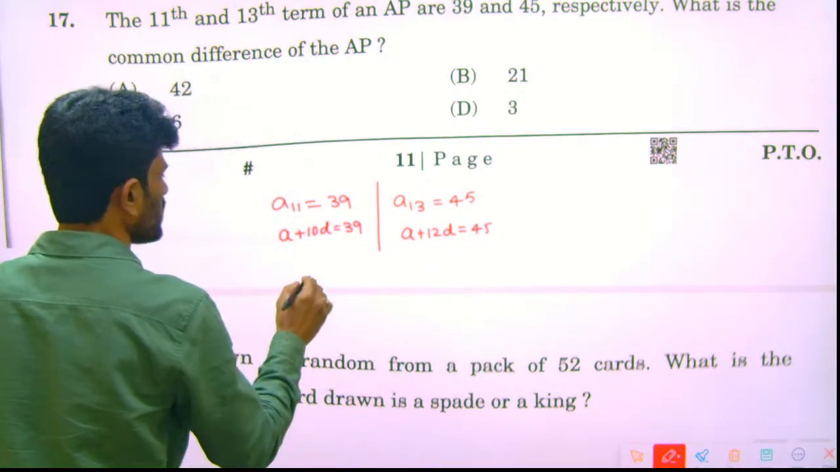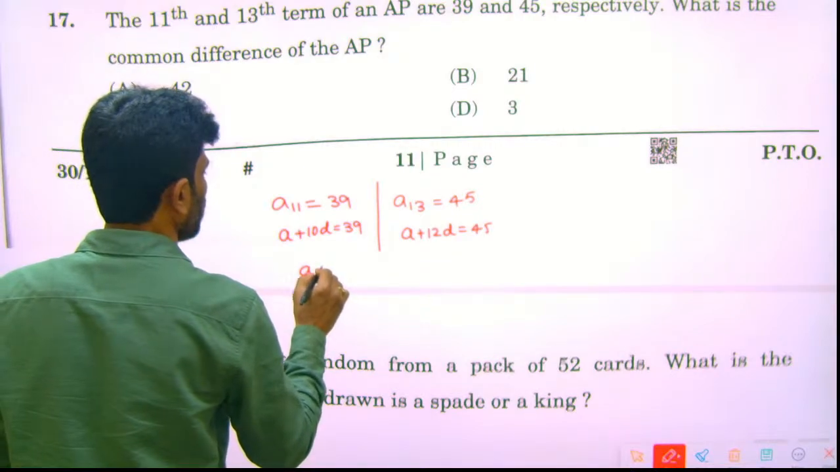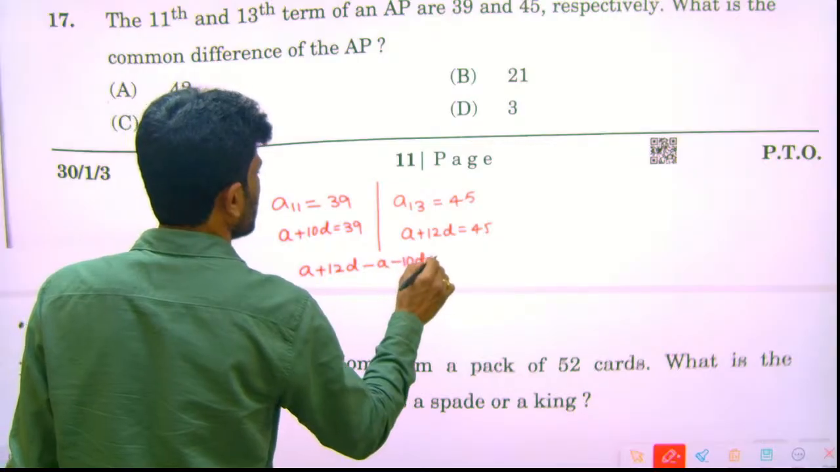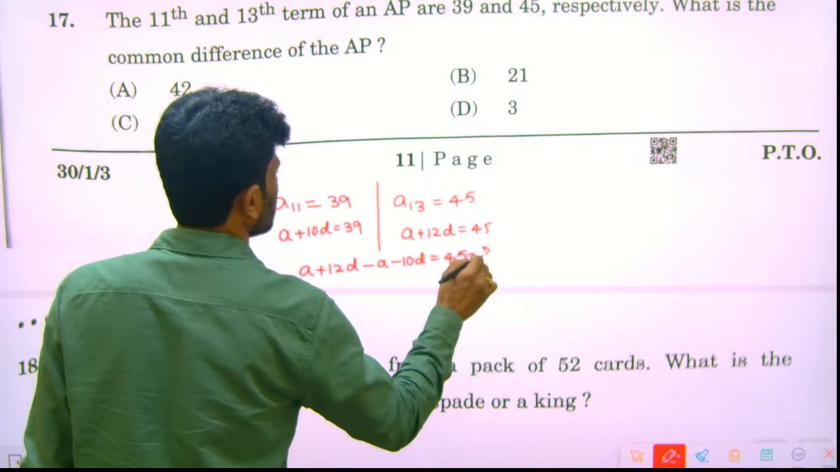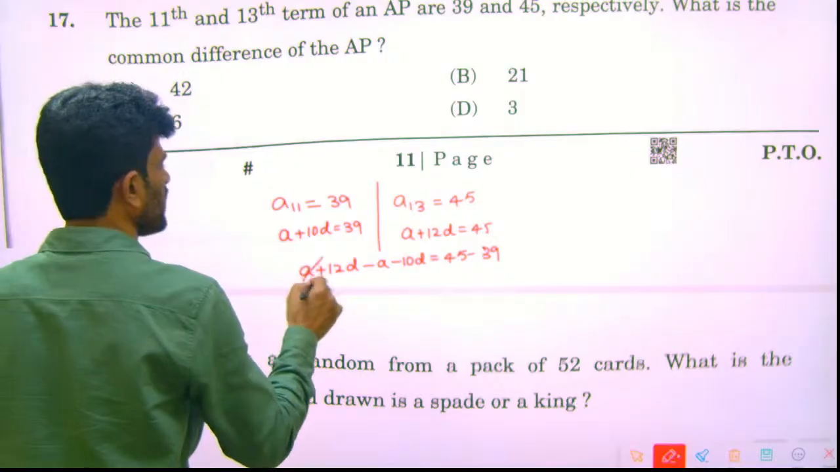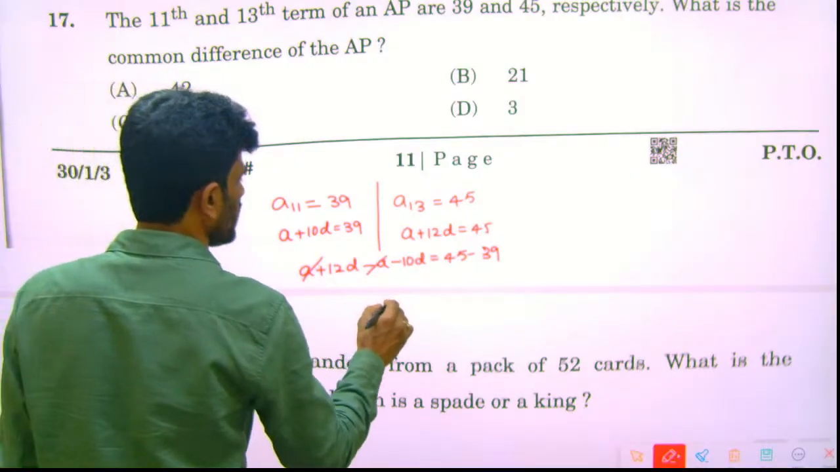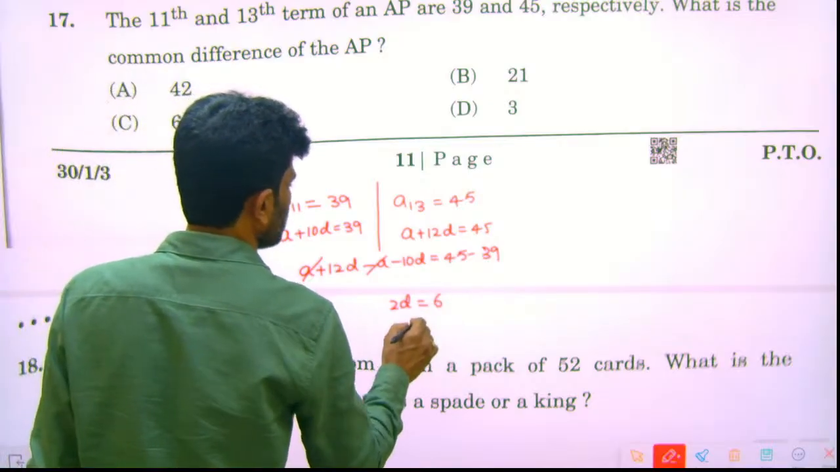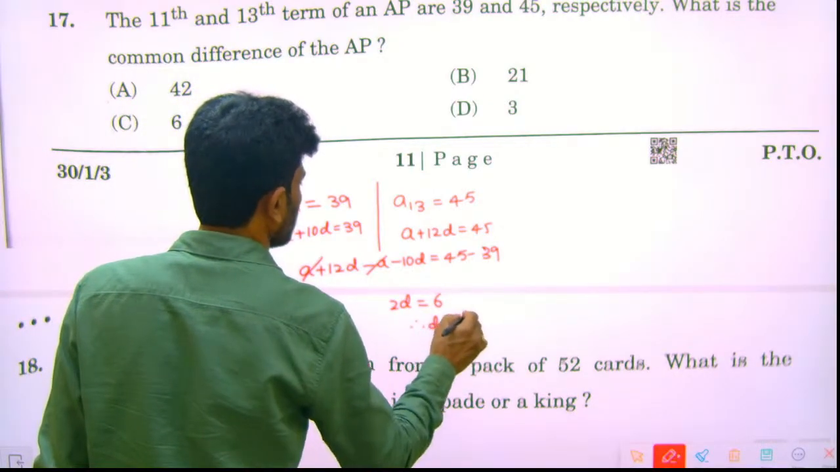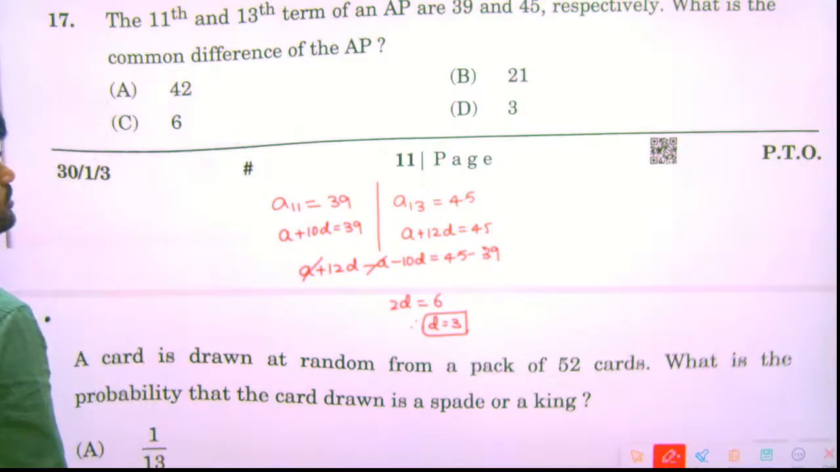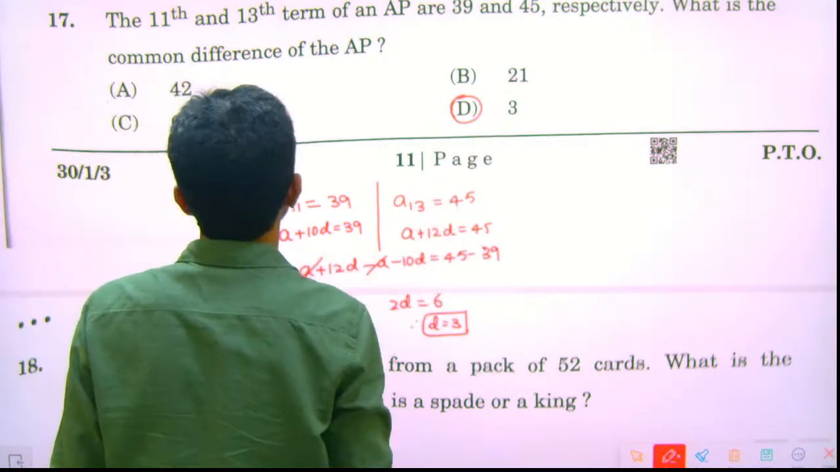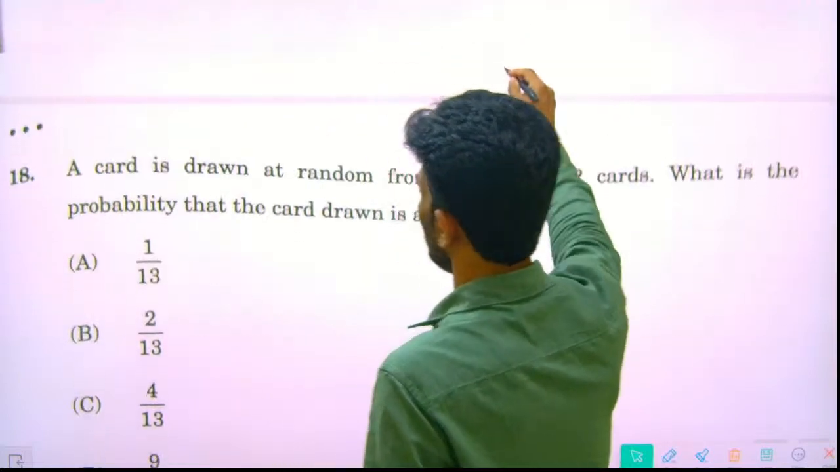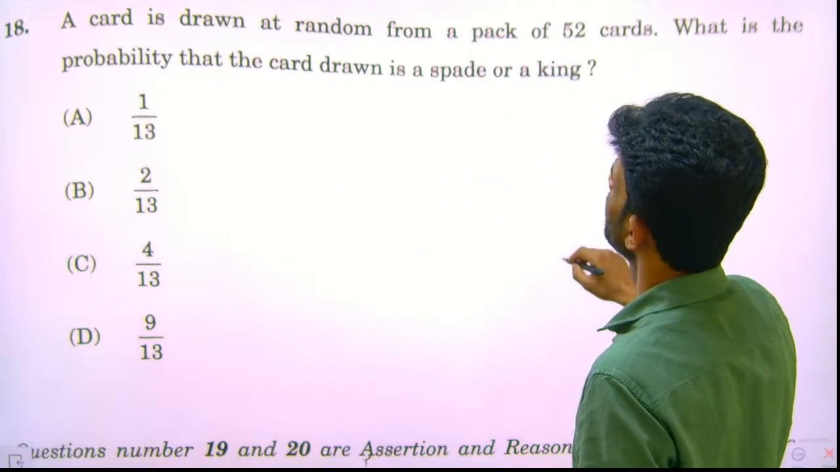Now what if you subtract these two? A plus 12D minus A minus 10D is equal to 45 minus 39. Plus A minus A will be cancelled. 12D minus 10D is 2D. 2D is equal to 45 minus 39, which is 6. Therefore D is equal to 3. Option D is correct.